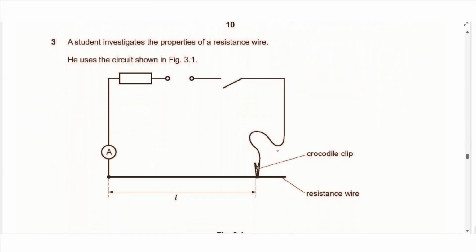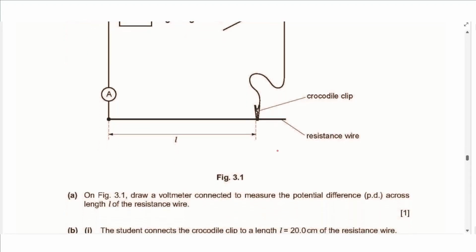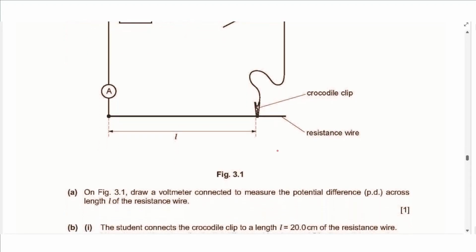It says a student investigates the properties of a resistance wire. He uses the circuit shown in figure 3.1. On figure 3.1, draw a voltmeter connected to measure the potential difference across the length L of the resistance wire. This is the length L, so we need to connect the voltmeter from the start of the wire to the end of length L at the crocodile clip.